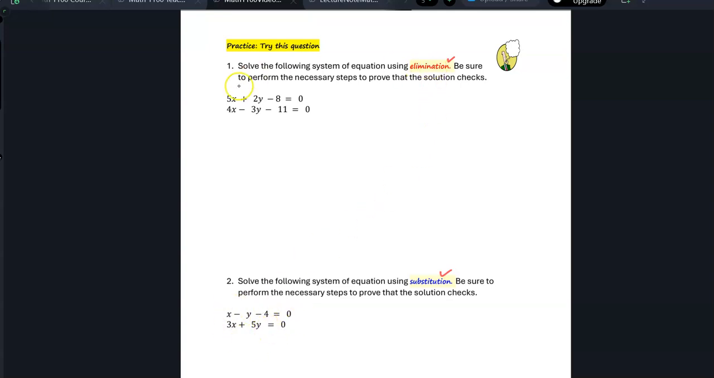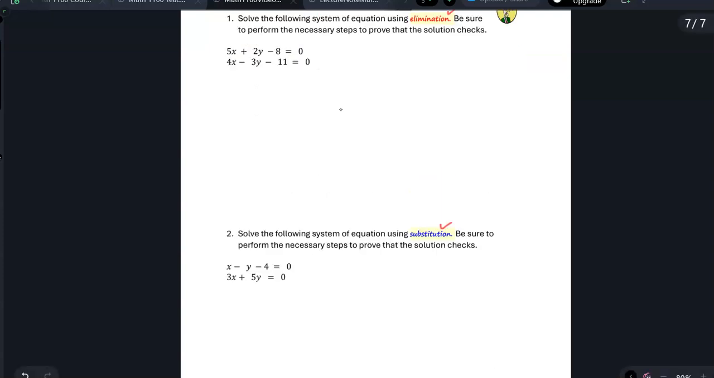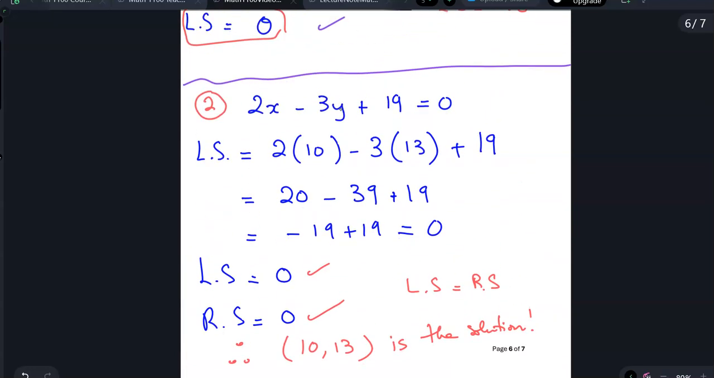So elimination is better to multiply one equation with a coefficient so that you can match the coefficient of either the x or the y. So when you subtract, you then eliminate that unknown altogether. Alright? Okay. Thank you, everyone.